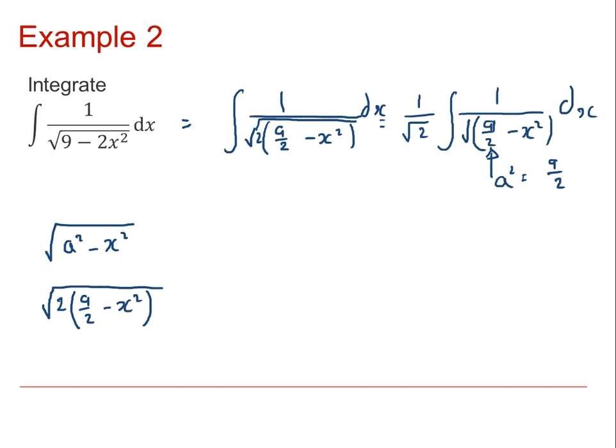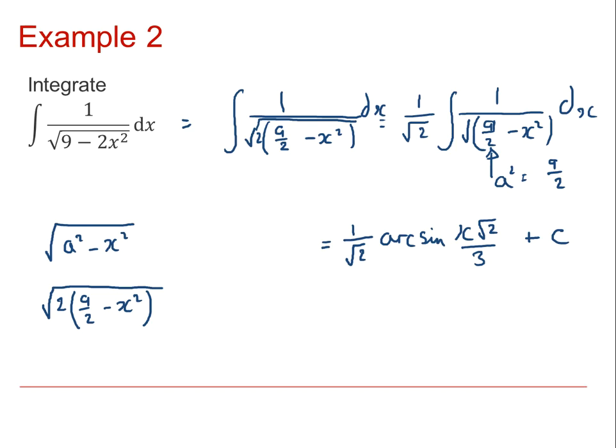So we can now say that our standard result can be used, so that we get the 1 over square root of 2 from outside the integral, times arcsine, and we want x over a, so that gives us arcsine of x multiplied by root 2 divided by 3. So x over a was 3 over root 2 inverted, and of course we've then got plus the constant.